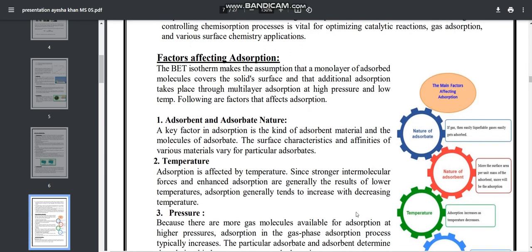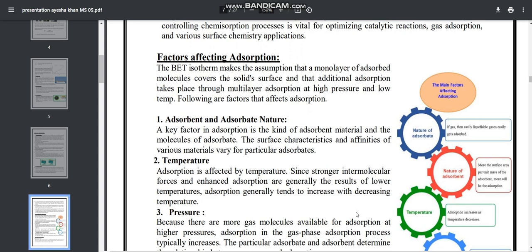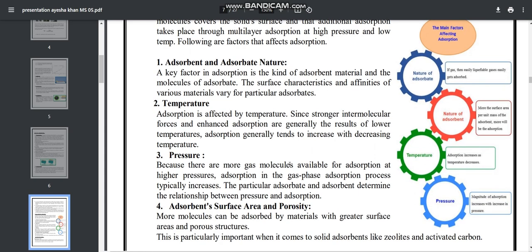Next, we have the factors affecting the adsorption. The first factor is nature of adsorbent and adsorbate. The surface characteristics and the affinities of various materials vary from substance to substance. The second is temperature. Adsorption is greatly affected by temperature. This is because stronger intermolecular forces and enhanced adsorption are generally the result of lower temperatures. The adsorption tends to increase with decreasing temperature.